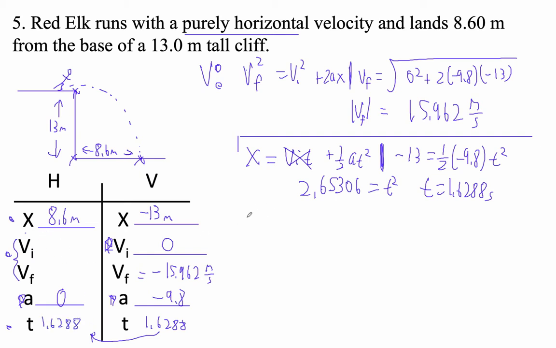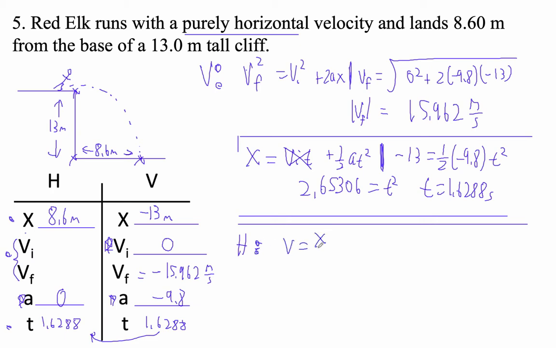Now we're ready to do the horizontal side. All we ever do in the horizontal side is use the formula v is x over t. In this case, we are solving for the velocity, so it's easy. 8.6 divided by 1.6288. So I'm going to go 8.6 divided by answer, and you get 5.27988.